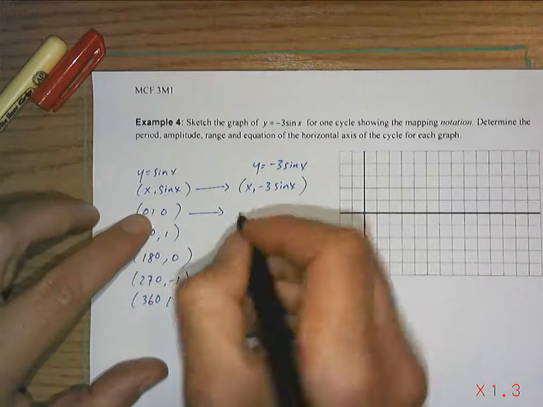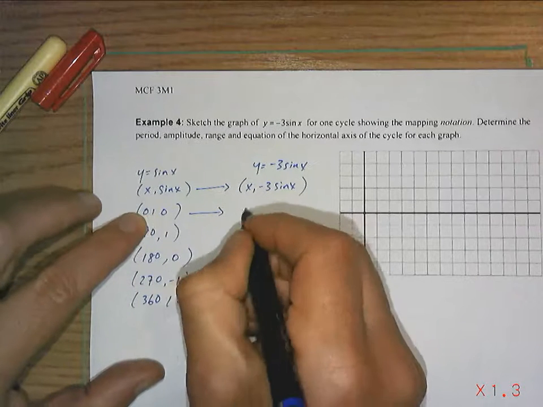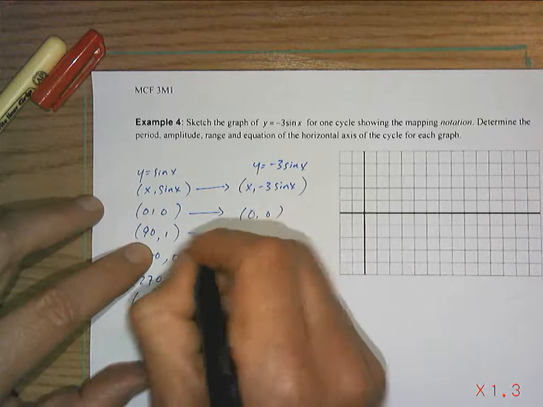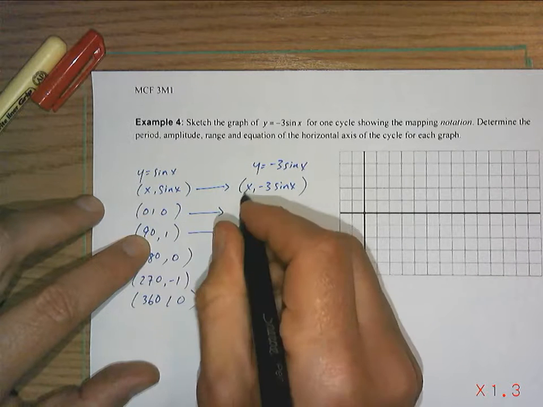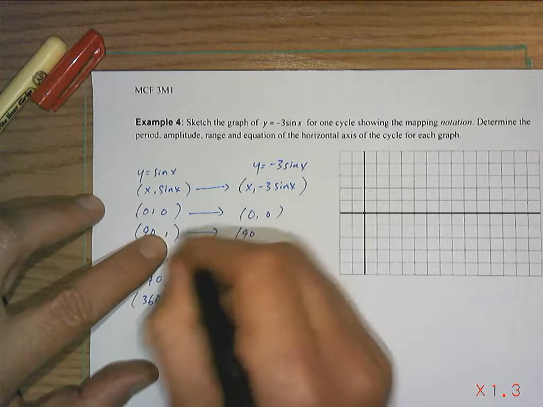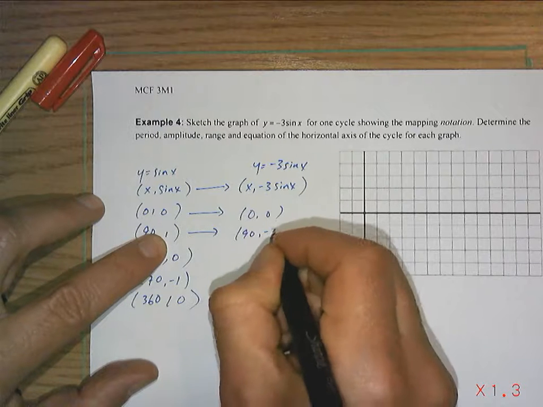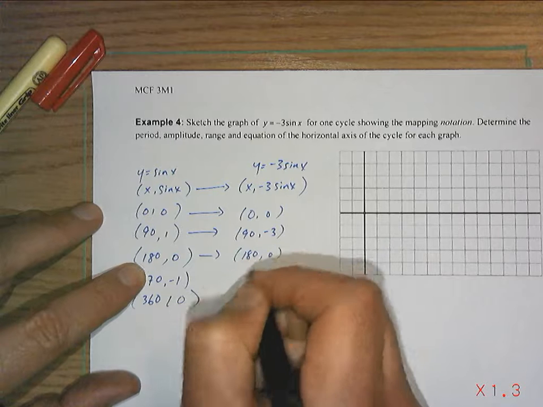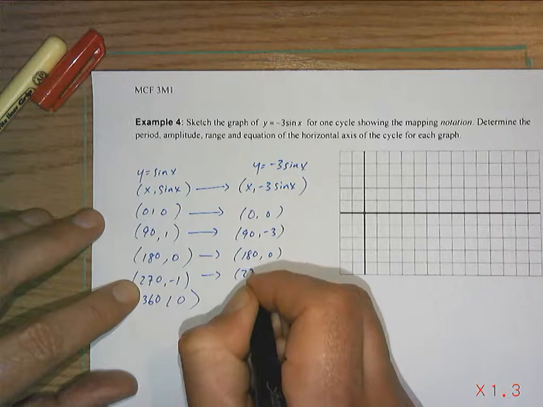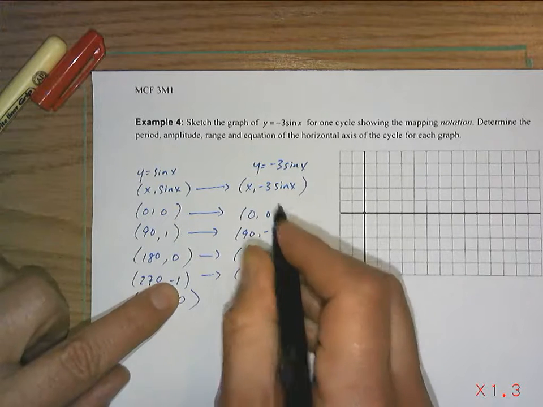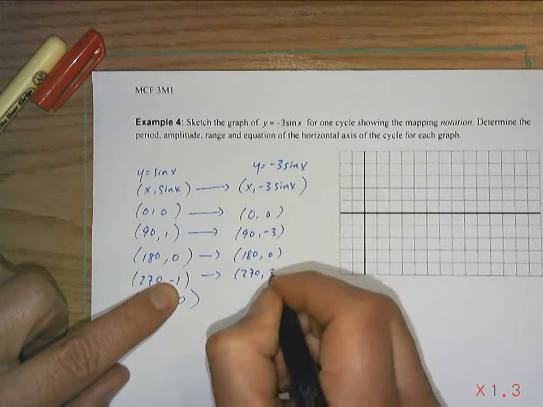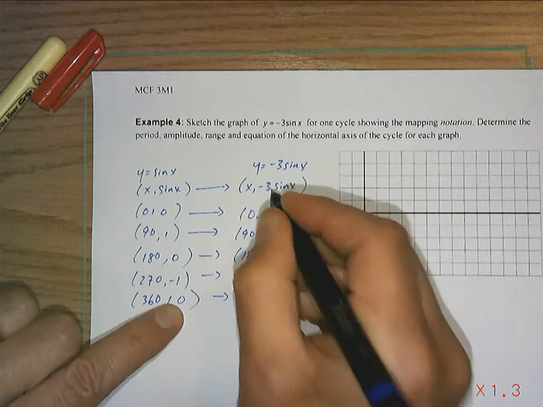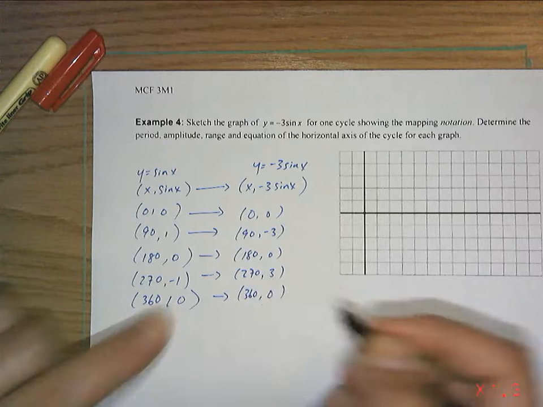So it's going to be the same x, so it's 0, but it's going to be negative 3 times 0, which is 0. 90, same x, 90, but negative 3 times 1, negative 3. 180, 0. 270, negative 1 times negative 3 is 3. 360, 0 times negative 3, 0.